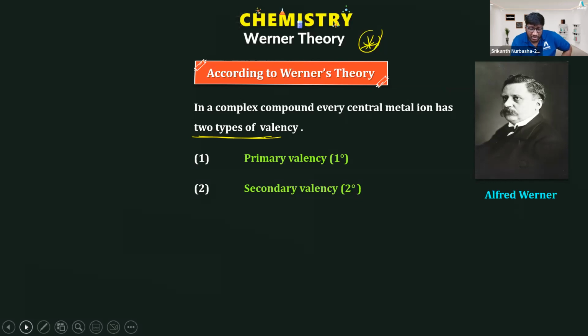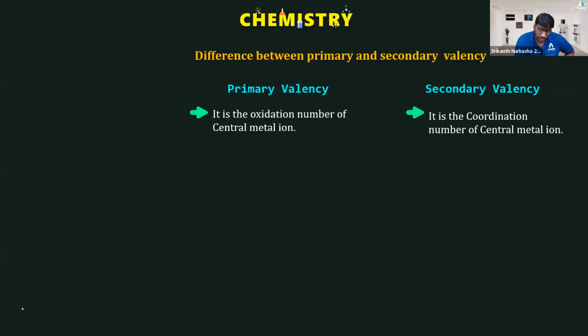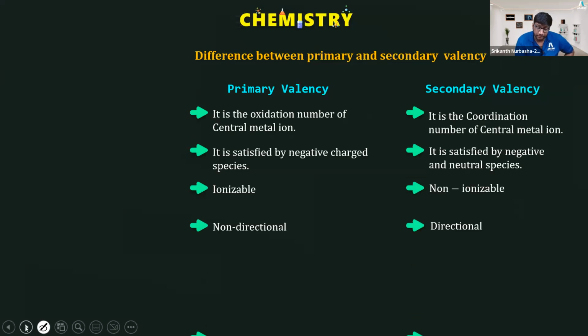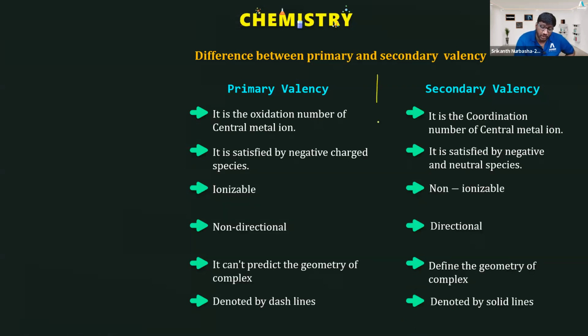And these types of valency will give what type of idea? We'll be looking now. So according to Werner, whatever complex you have been given, it has two types of valencies: primary valency and secondary valency. What is primary valency? It is the oxidation number of the central metal atom or central metal ion. What is the oxidation state? That is nothing but your primary valency.